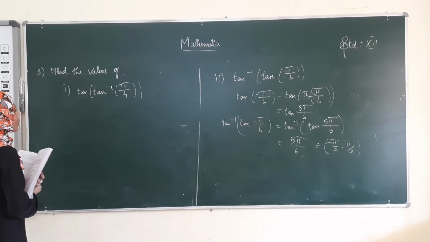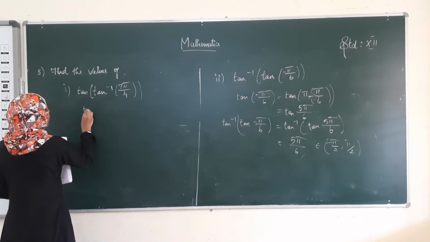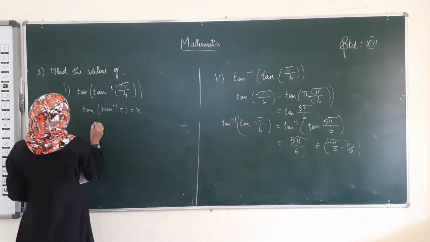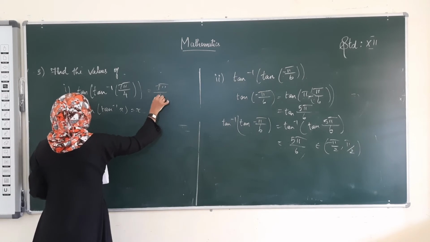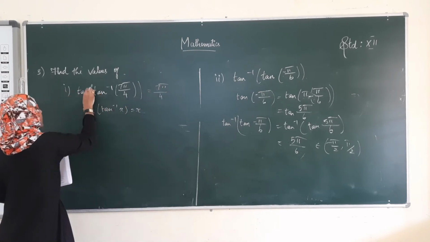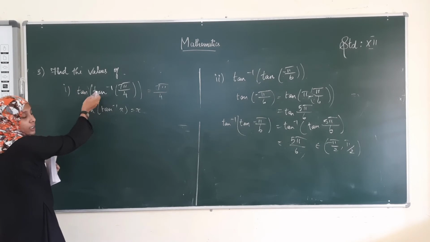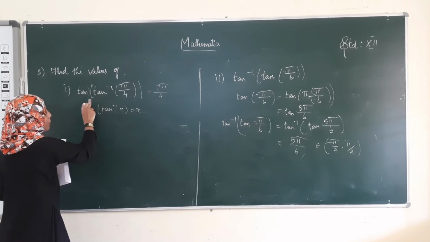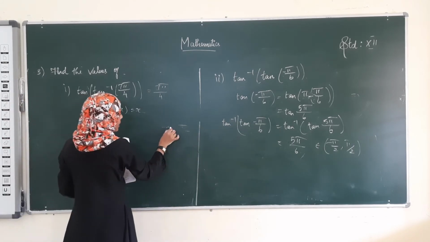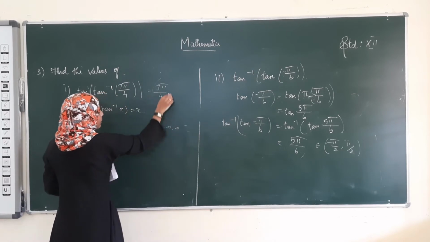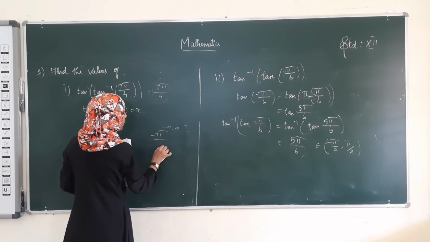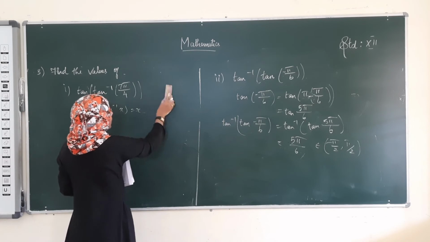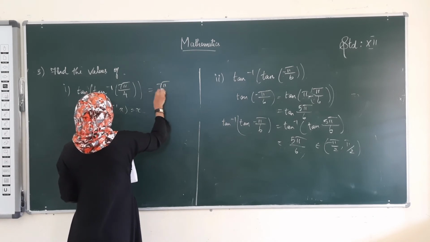Surely, this can be written as tan inverse of x is equal to x. Therefore, in that format, this can be written as 7 pi divided by 4. See here, this is the tan function. See, there is no tan inverse function here. This is the tan function. Therefore, tan function's range is from minus infinity to infinity, right? Therefore, since this belongs to minus infinity to infinity, 7 pi by 4 belongs to R. Therefore, the value is 7 pi by 4.